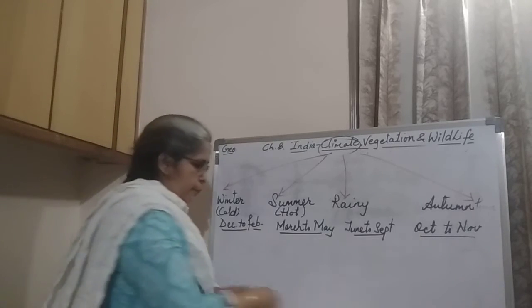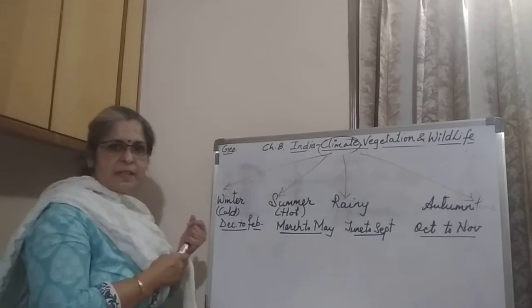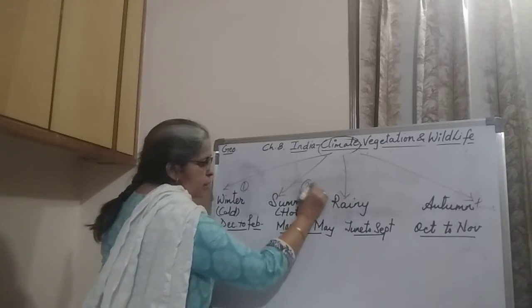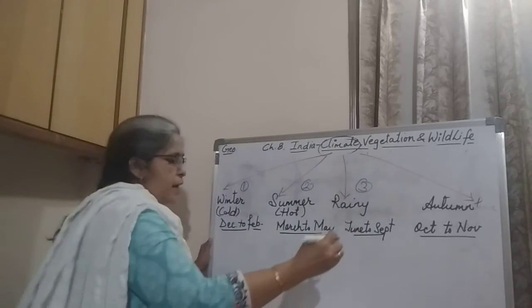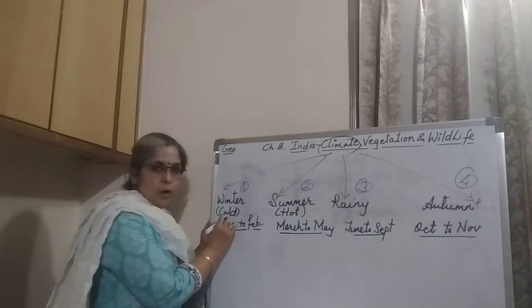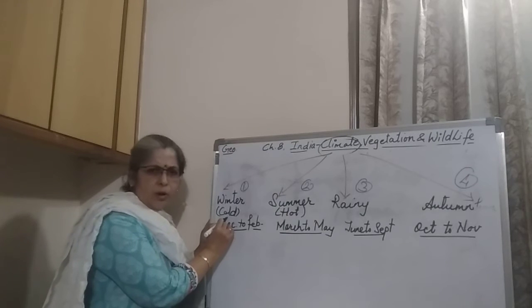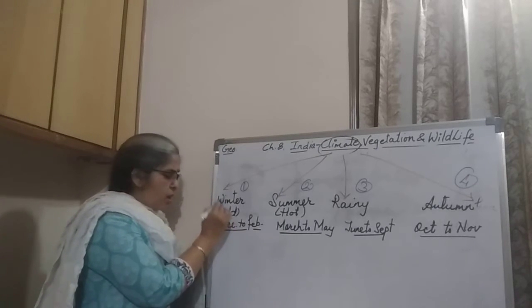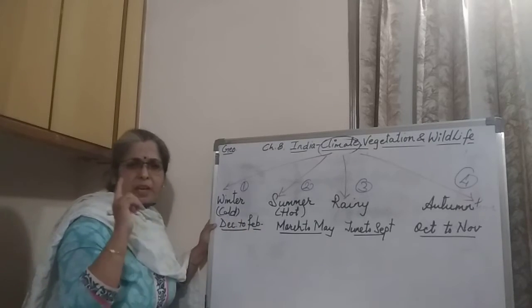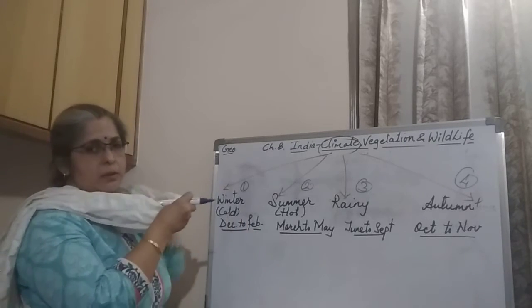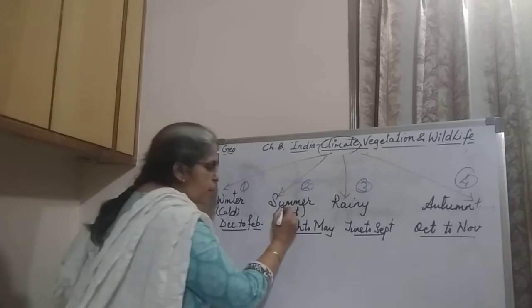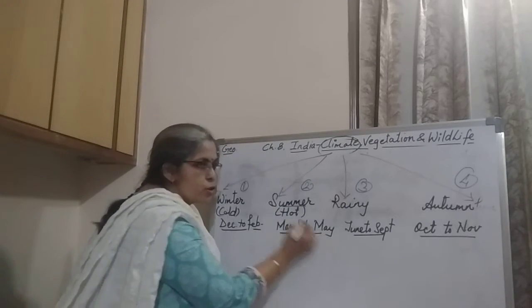Now see here. 4 seasons. Number 1 winter, number 2 summer, number 3 rainy, and number 4 autumn season. Okay. Winter season, chill cold, December to February. And January and February are the coldest months of India, of our country. Now summers, hot, from March to May.